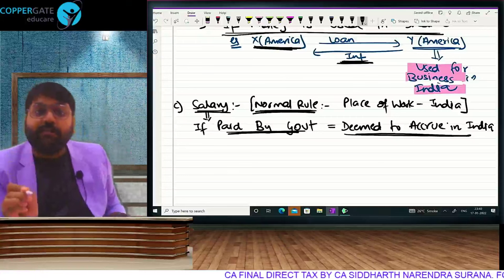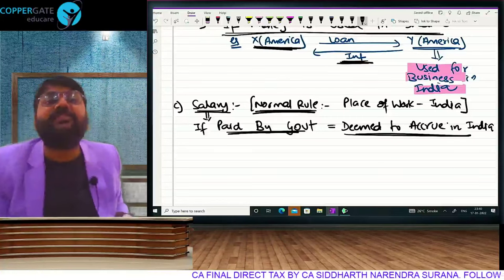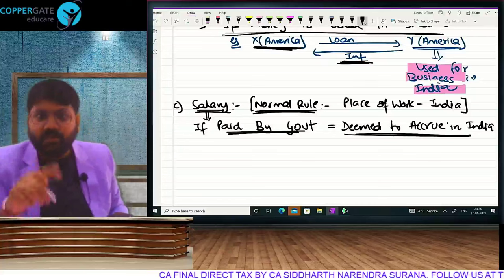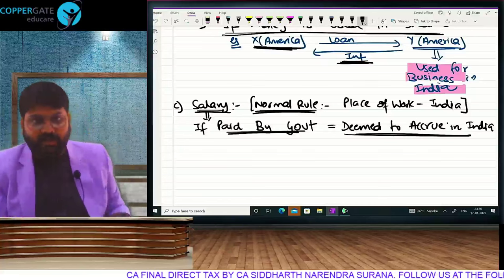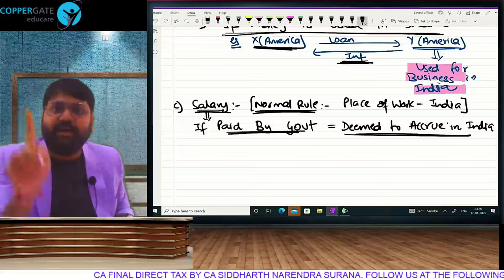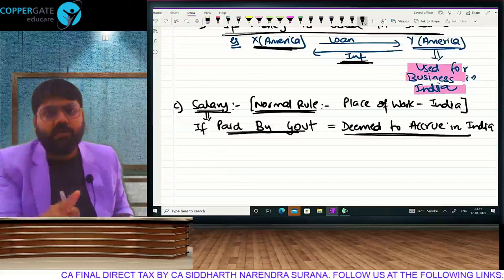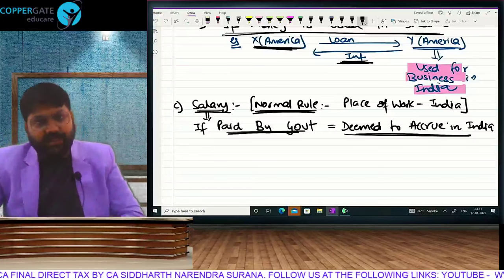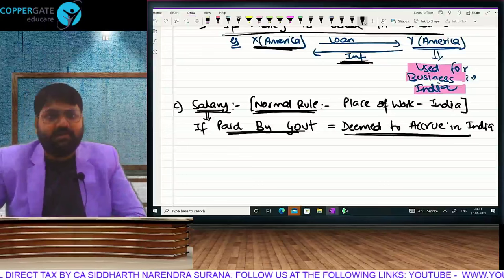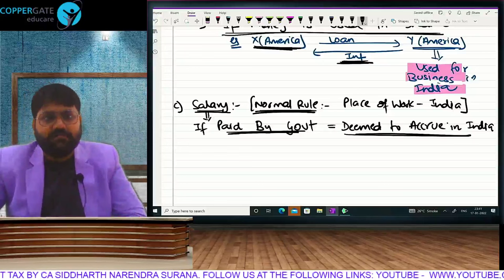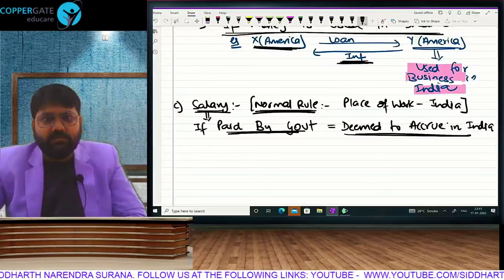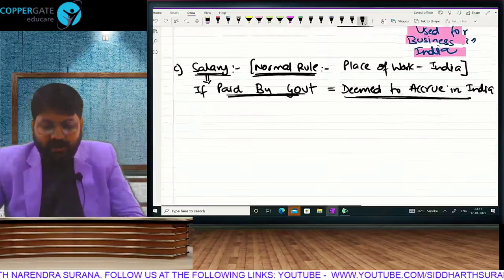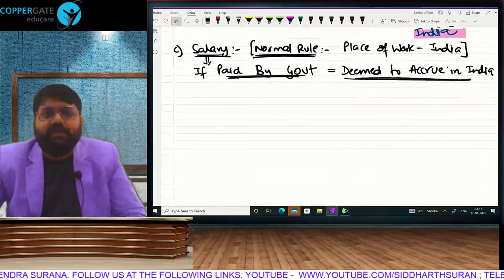We are talking about government employees who have been sent abroad to work. So where is their place of working? Outside India. But if the salary is paid by government, it will be deemed to accrue or arise in India. It will be treated as Indian income and that income is going to be taxable in India. Is that understood? Even if you are working outside India, it will be treated as Indian income.